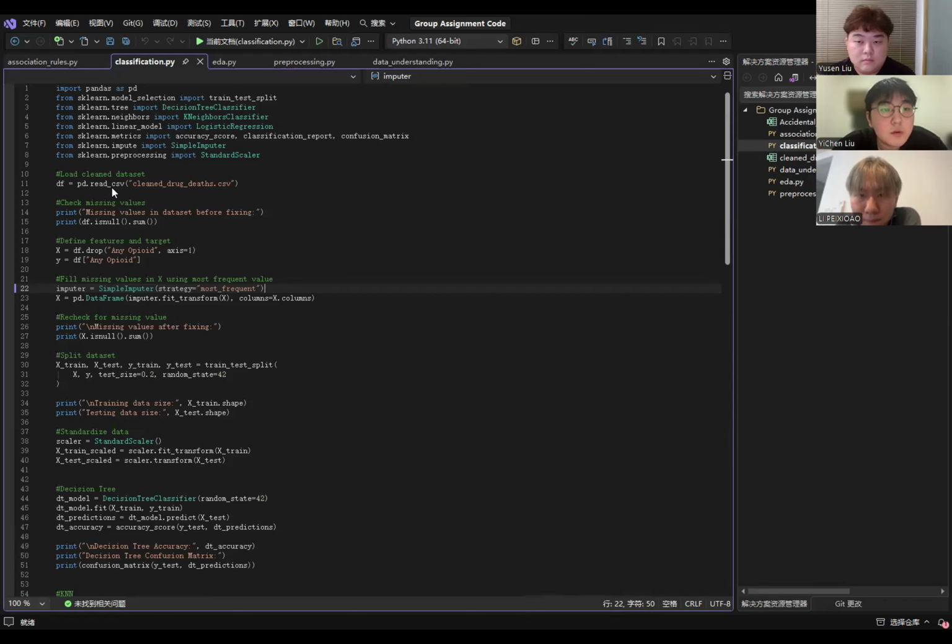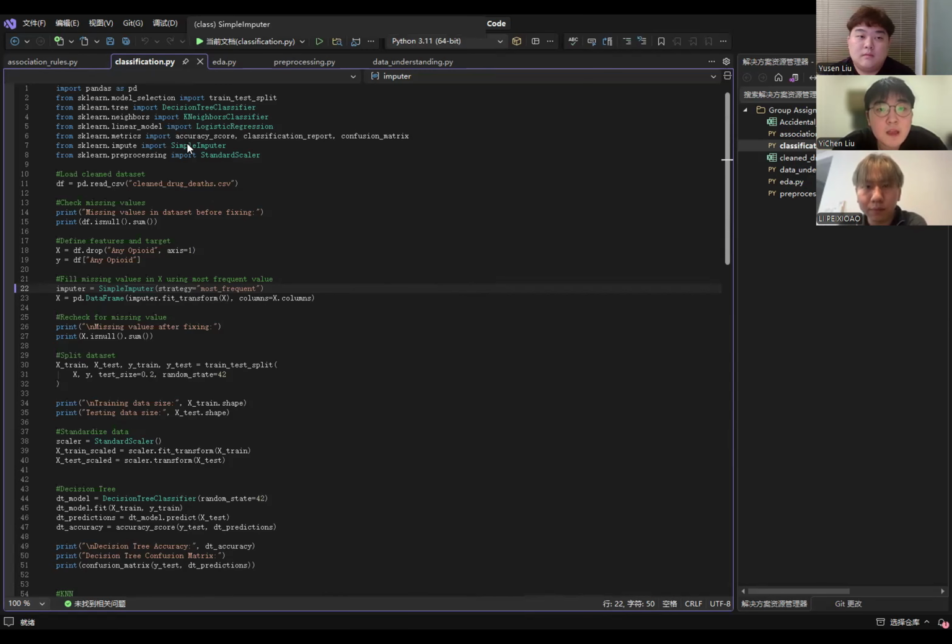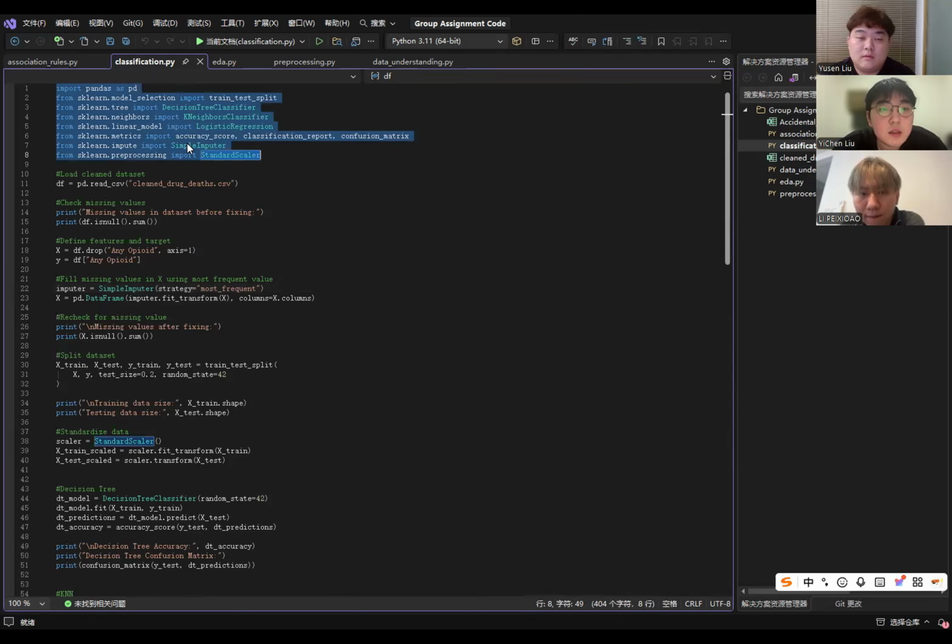In this file, we start by importing the necessary libraries from scikit-learn. We use scikit-learn because it provides ready-to-use machine learning models and evaluation tools. Here, we load the cleaned dataset that was prepared in the previous step.